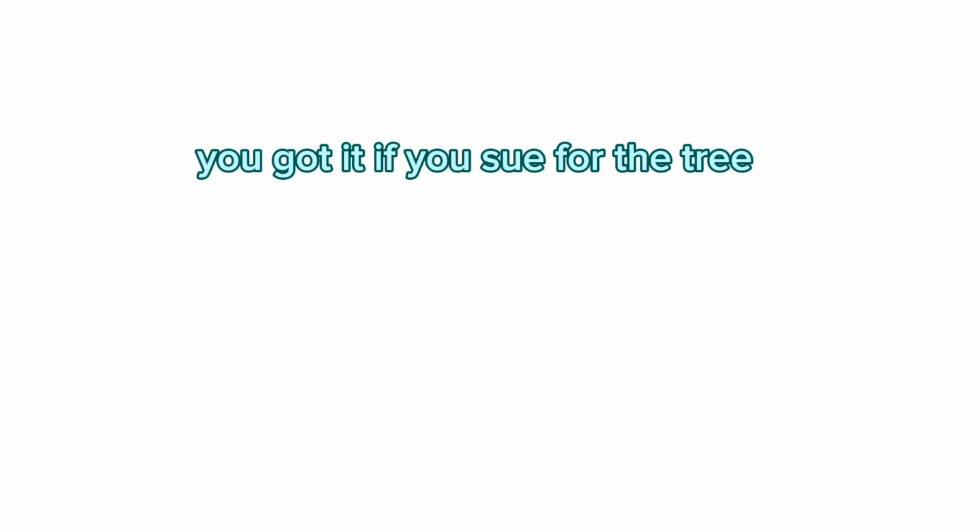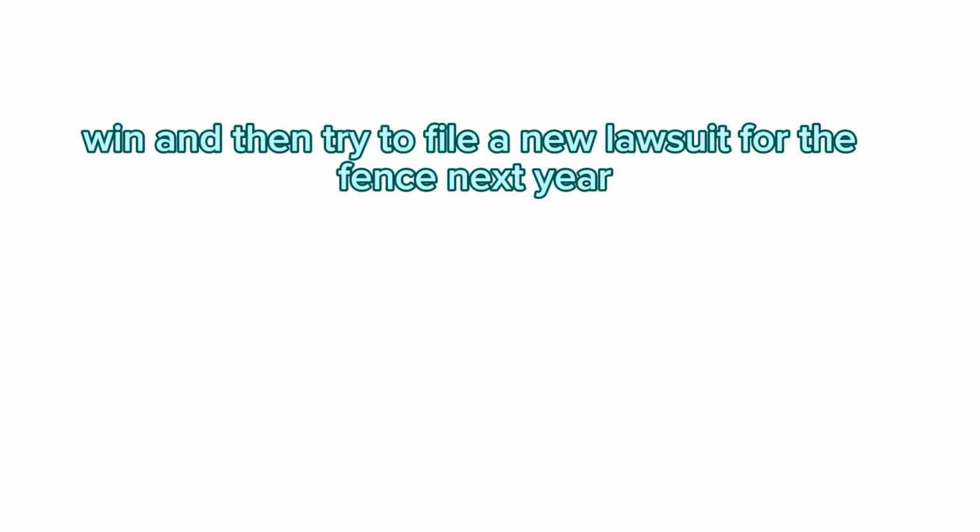You absolutely must bring the fence claim now with the tree claim. Because it's part of the same transaction or occurrence. You got it. If you sue for the tree, win, and then try to file a new lawsuit for the fence next year, the court will say, stop, you should have brought that up in the first lawsuit. It arose from the same transaction. Case dismissed. I see. So the lawnmower is optional because it's a totally separate event from years ago. But the fence is mandatory because it happened at the same time as the tree.